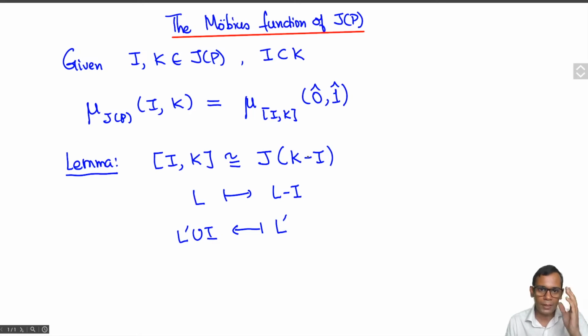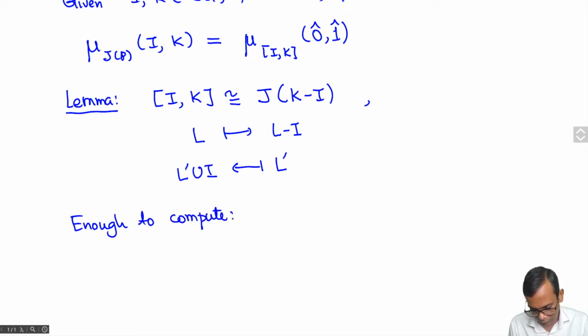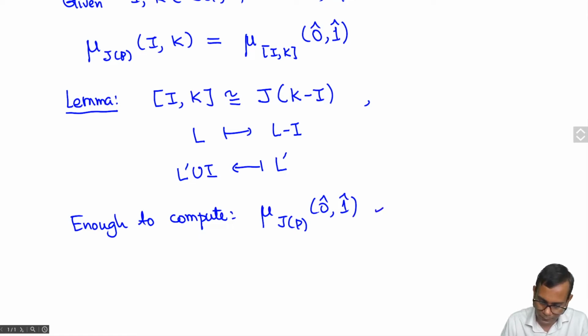Now for this Mobius function to even make sense, I need that this interval is finite, and so I'm going to assume here that k minus I is finite. Well, I guess right up here. And so now my problem is reduced to computing mu Jp 0 hat 1 hat for any finite poset P.